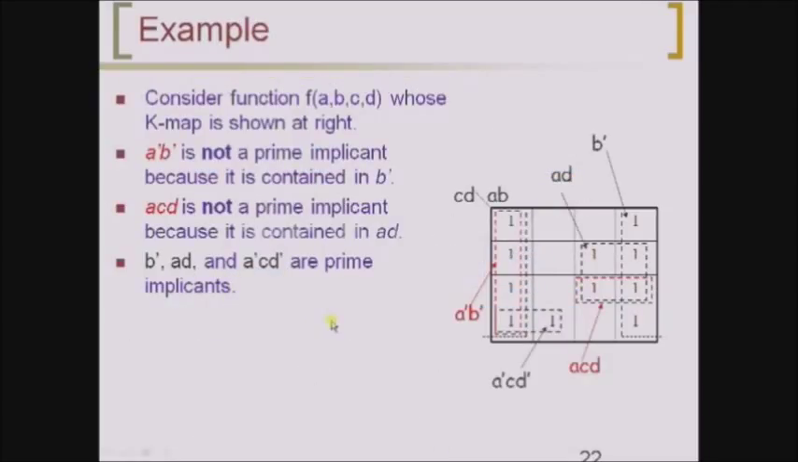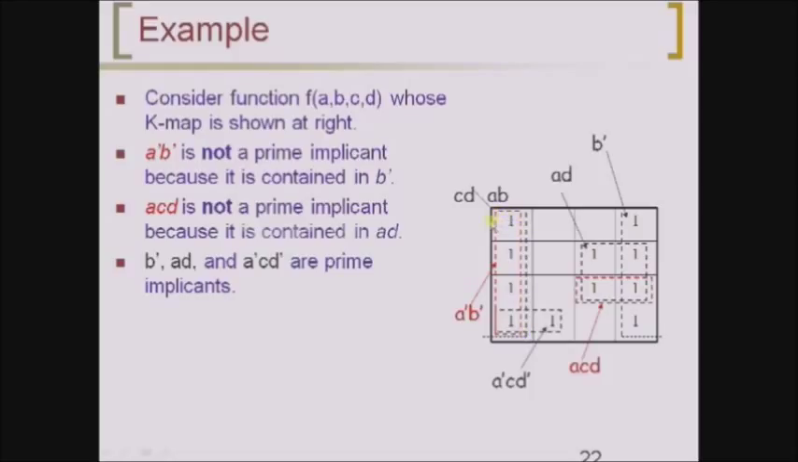Let us take one more example. Consider the function f of a, b, c, d whose Kmap is shown at the right side. This is the Kmap where I have plotted all the minterms. Now I have gone with the groupings, and I have got some blocks here, and I have got the expressions. So a bar b bar is not a prime implicant because it is contained in b bar. A bar b bar is nothing but this. A bar b bar is not a prime implicant.